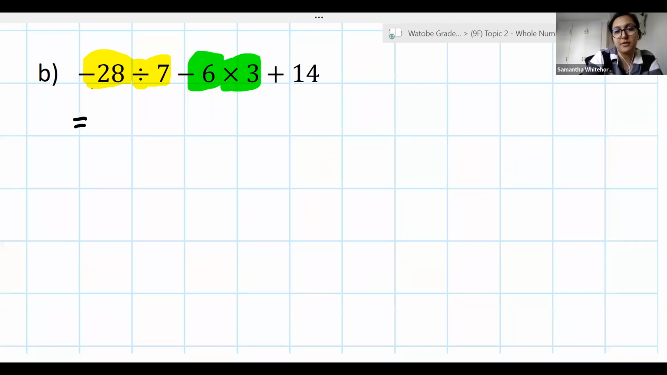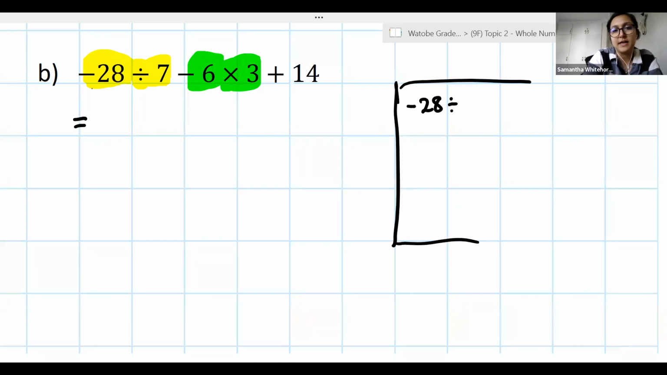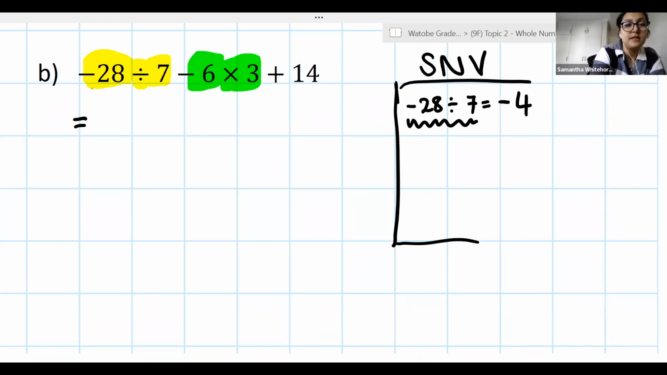So if I put a little block here, just for all my working out, if I take negative 28 and I divide that by a positive 7, remember SNV, let's start with the signs. A negative divided by a positive is a negative. And then I go to my numbers, 28 divided by 7. Now 28 divided by 7 is 4. So the answer to negative 28 divided by 7 is negative 4.